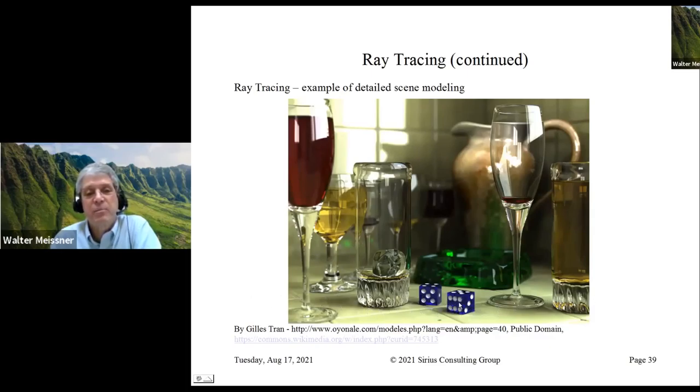The dice are in perfect focus. This glass is in perfect focus. This one is in perfect focus. The bottom of this glass is slightly out of focus, as is anything behind it.